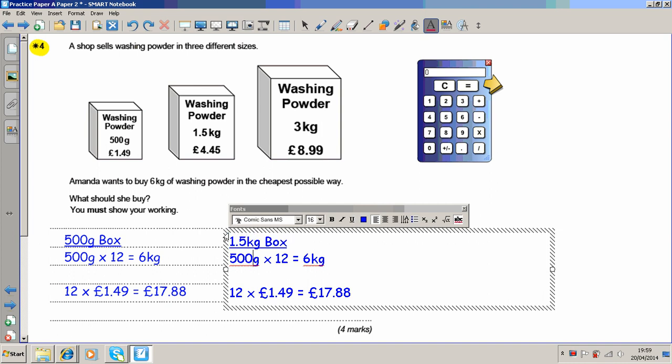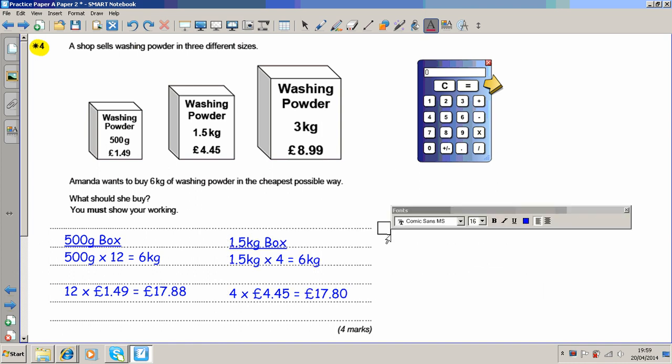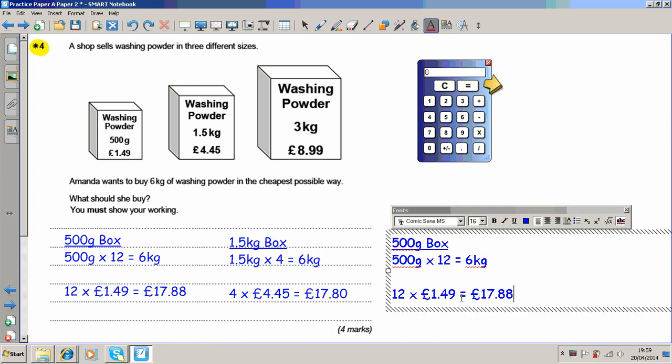1.5 kilogram box. 1.5 kilograms times 4 is 6 kilograms, so I need to do 4 lots of the price, £4.45. So £4.45 times 4 is going to be £17.80. Next one.